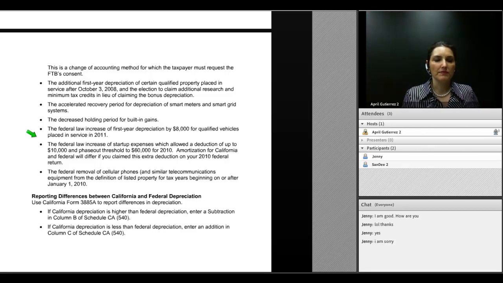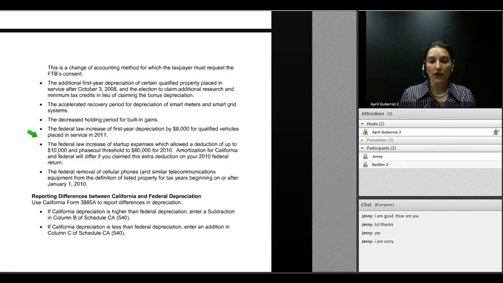So what this particular rule is about is that at the federal level, if you own a passenger car that weighs less than 6,000 pounds, your maximum allowable depreciation deduction in the first year is increased by $8,000 if you take bonus depreciation on the vehicle. California not only does not allow bonus depreciation, it also does not allow for that $8,000 first year increase.